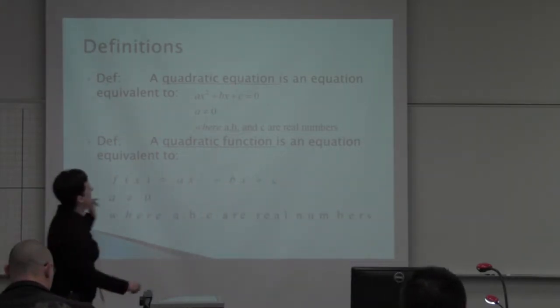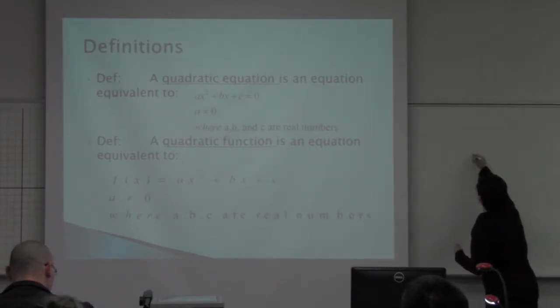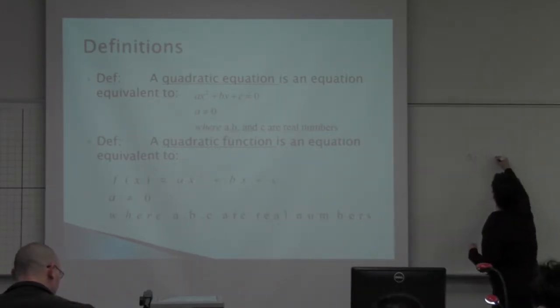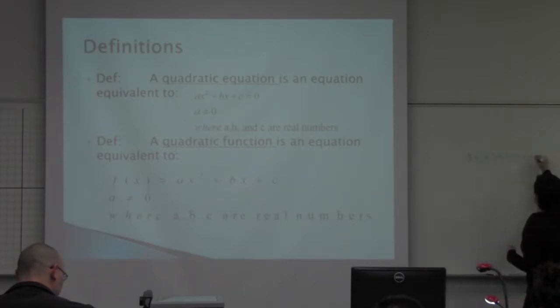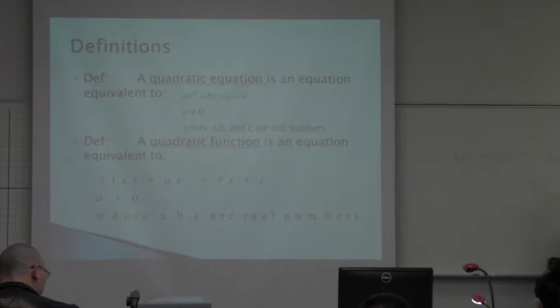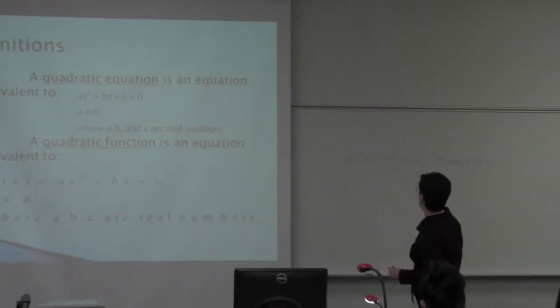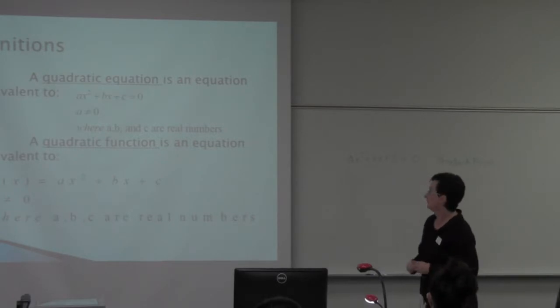A quadratic equation is ax squared plus bx plus c equals 0. This is called standard form for a quadratic. And a lot of the things that we're going to be doing has to be in standard form.